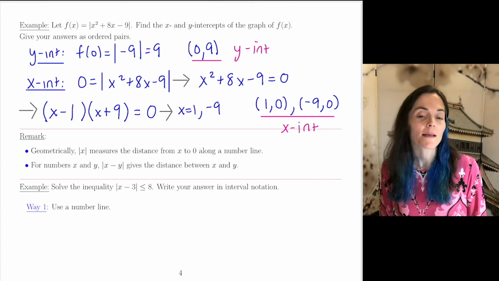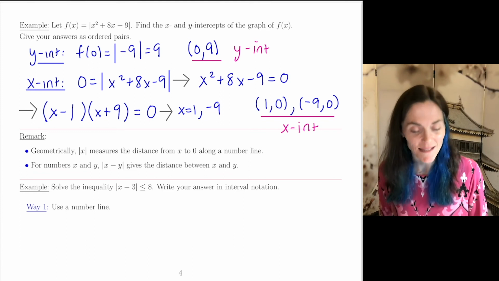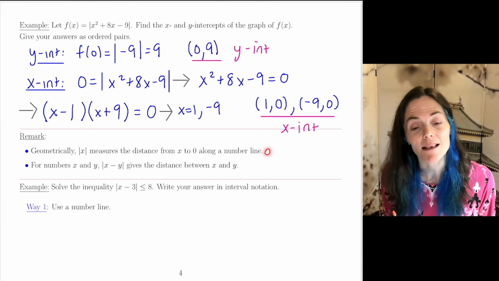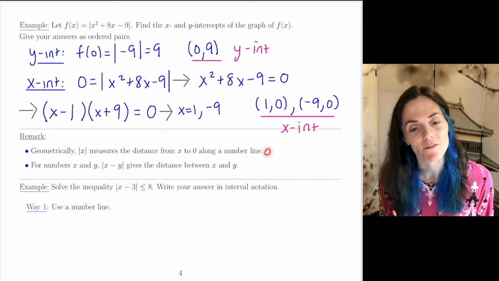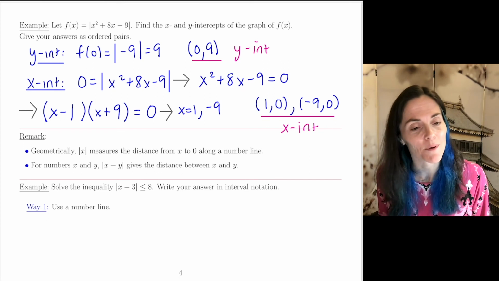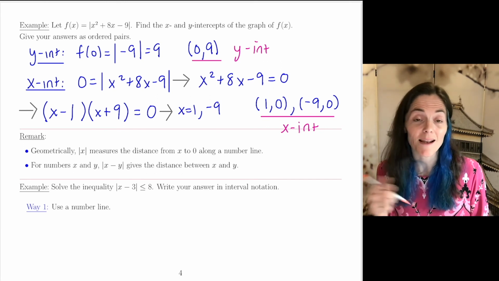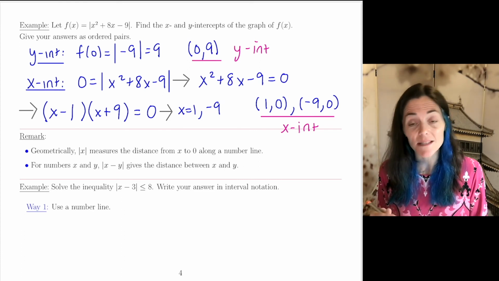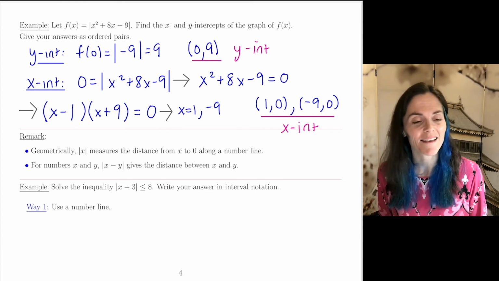Now, just a remark, because I'm about to solve some inequalities, but this is important to think about. The absolute value of x measures the distance from this value x to 0 along a number line. And if you have two different numbers, x and y, the absolute value of x minus y gives the distance between x and y.